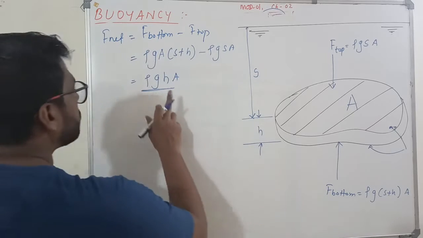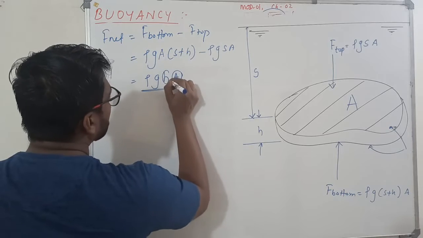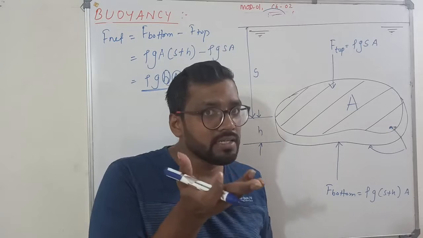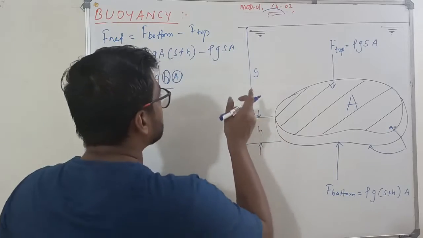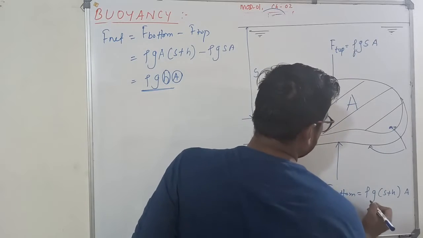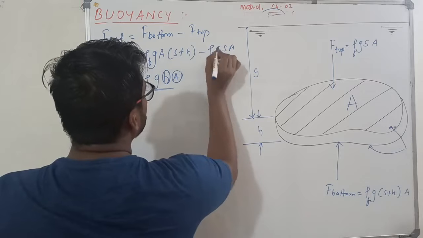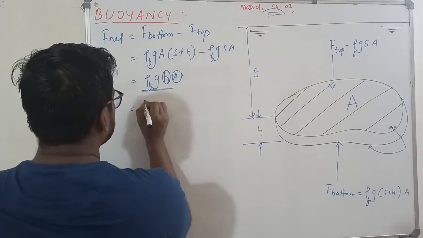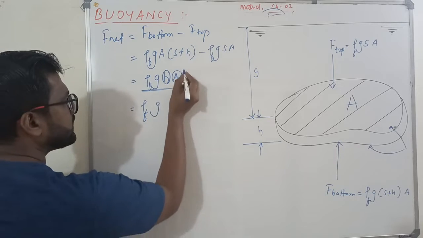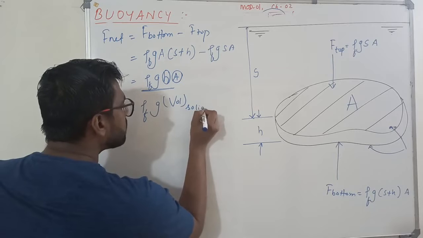So, rho G H A. Now what is A? The cross-sectional area. What is H? The height. What is the volume? Area of the base times height. Here, this is the density of the fluid, rho F. So rho F G times H into A is what? Volume. Volume of the solid.